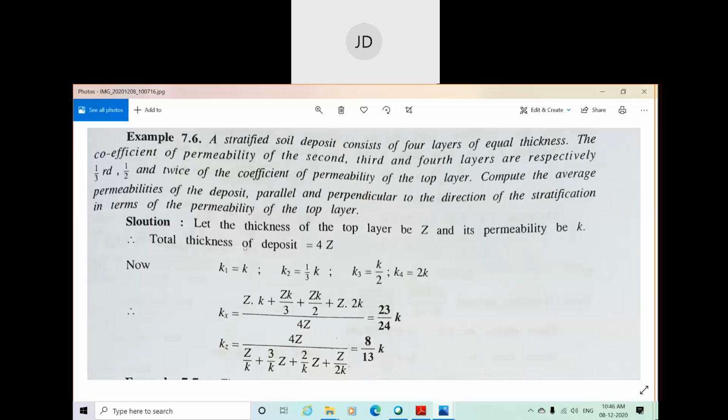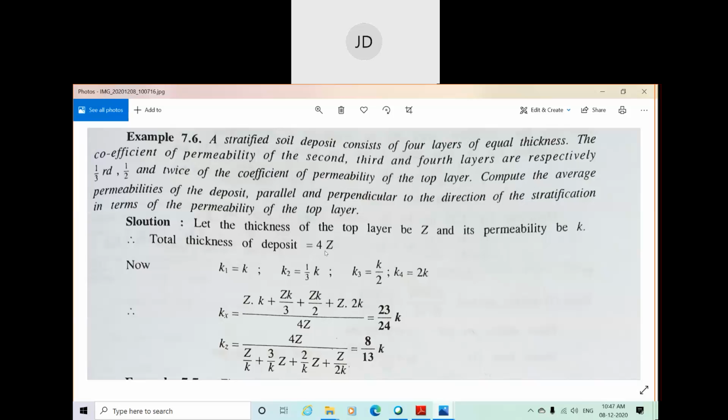As for the solution, let the thickness of the top layer be Z and the coefficient of permeability be K. That means for the first layer, the thickness is Z and the permeability is K. Since all have equal thickness, the second, third, and fourth layers also have thickness Z. So the total thickness of the deposit is Z plus Z plus Z plus Z, that means 4Z. It's very simple to understand.